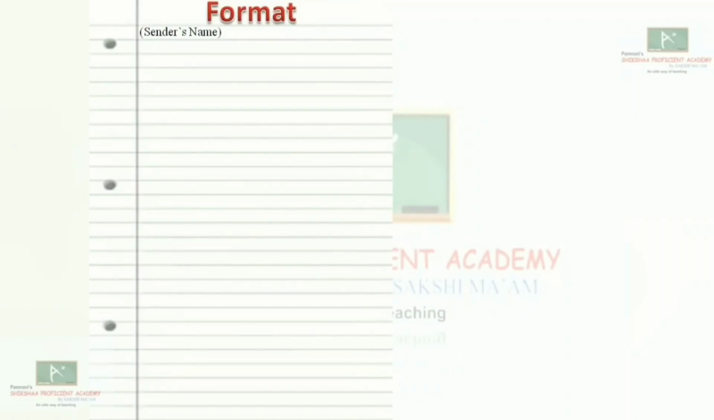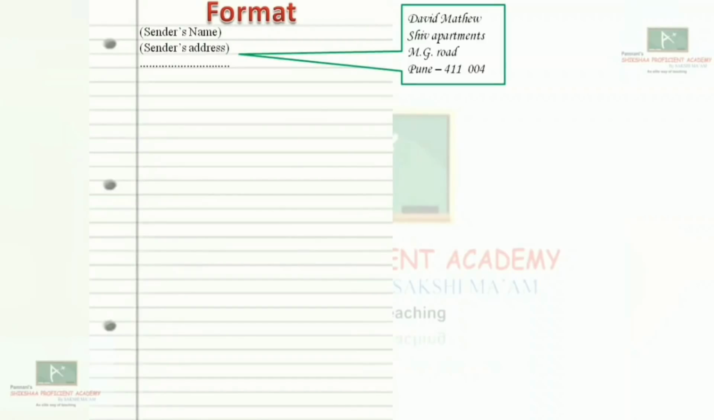To the left corner, we write the name of the sender. Below, we write the sender's address without any punctuation marks. I repeat, no comma, no full stop. For example, David Matthew, Shiv Apartments, MG Road, Pune, 411004. Since this is the new format, please make sure you do not fumble in punctuation.